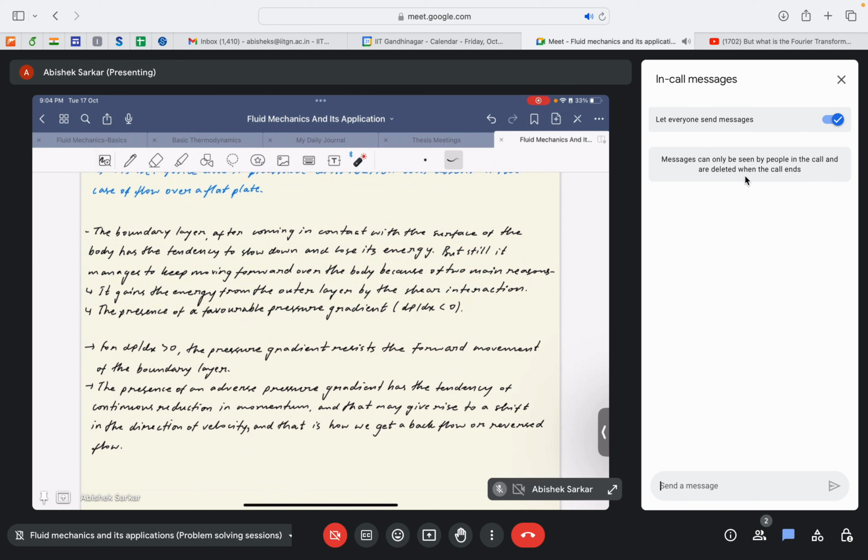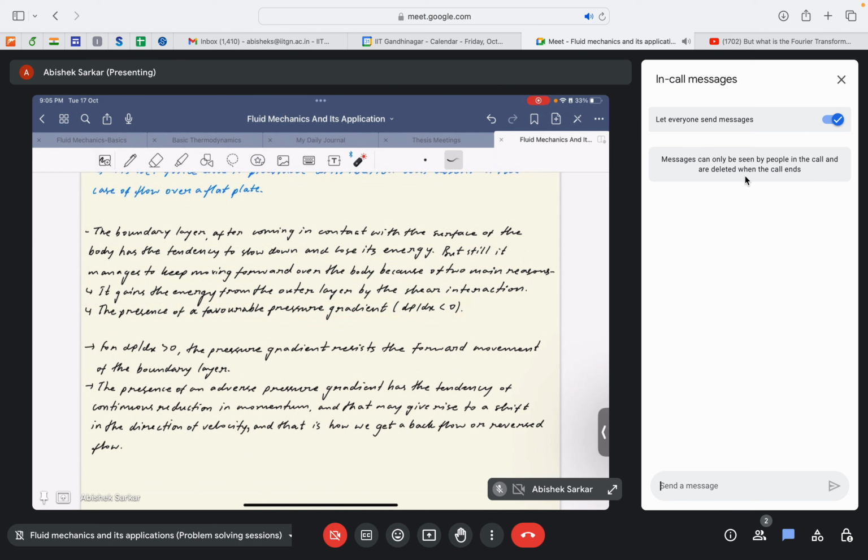The inertia of the incoming flow gives energy to the flow to continue to flow over the flat plate. Otherwise, it would dissipate, because of the viscous effects of the flow, which tend to slow down the flow and eventually stop it completely. But since the incoming flow has energy that is continuously supplied, the flow continues to move forward. That's why it is also called inertia driven flow. And secondly, the presence of a favorable pressure gradient keeps this flow moving. These are the two main reasons.